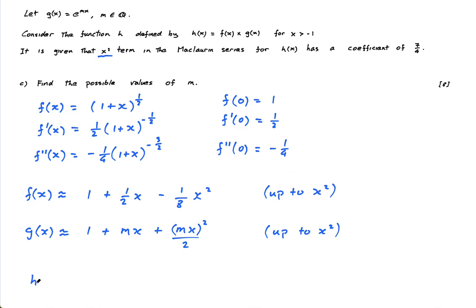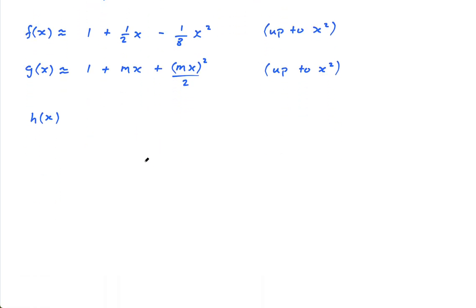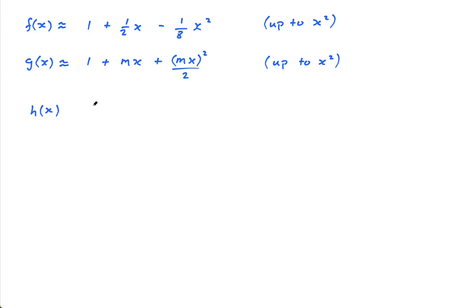Then h of x as a multiple of these two expansions is going to equal, again, you could put approximately, but it's not a big deal, 1 plus a half x minus an 8th x squared, times this, which is 1 plus mx plus, I'm going to write now, m squared x squared over 2, close brackets.